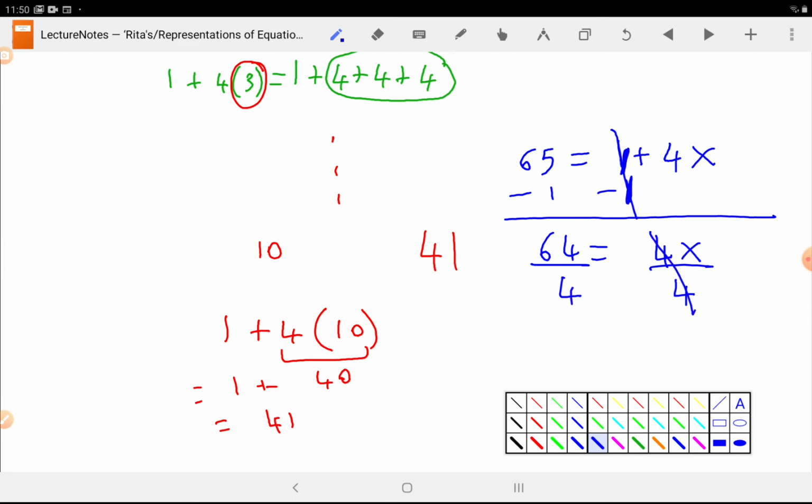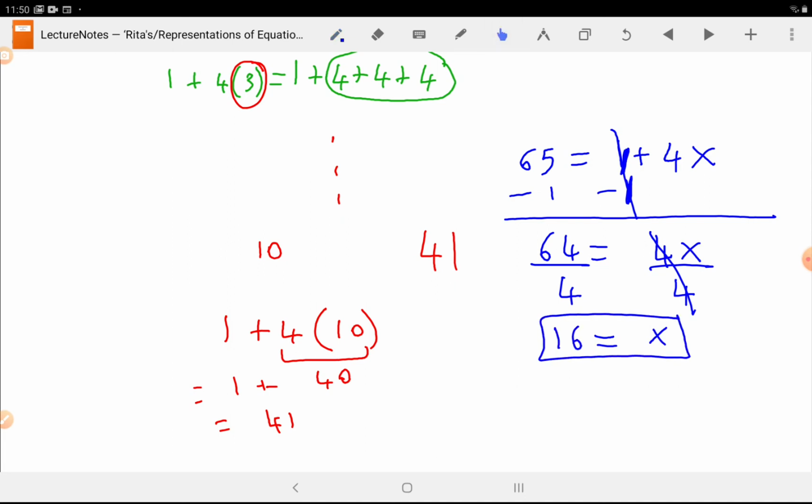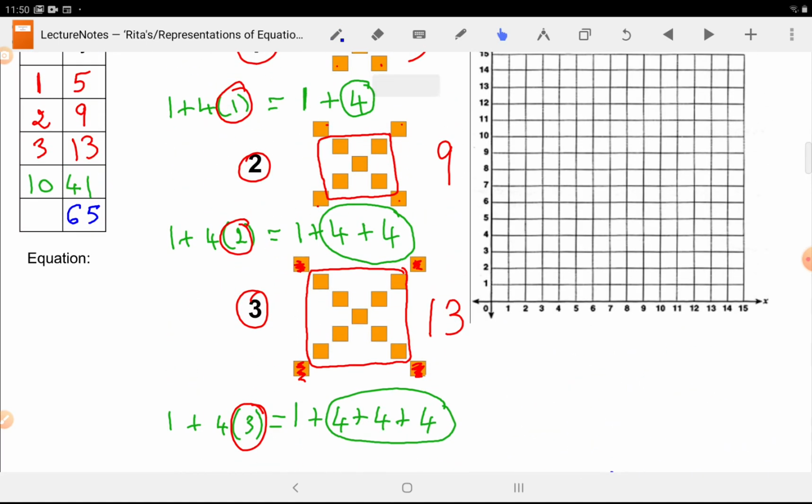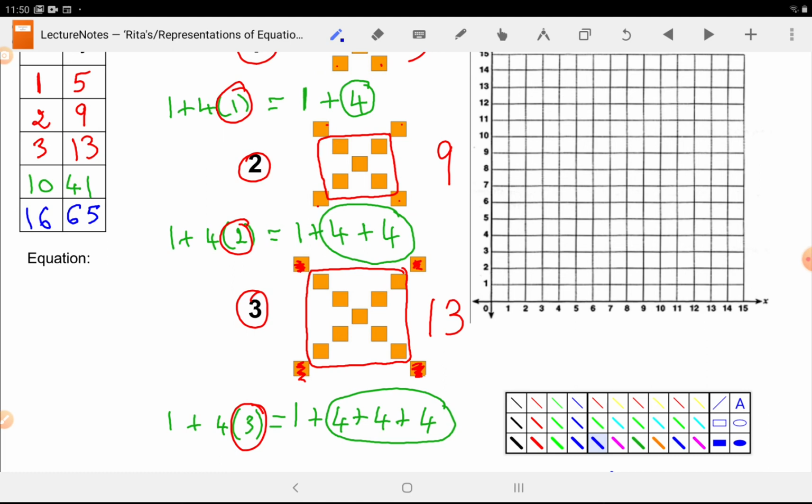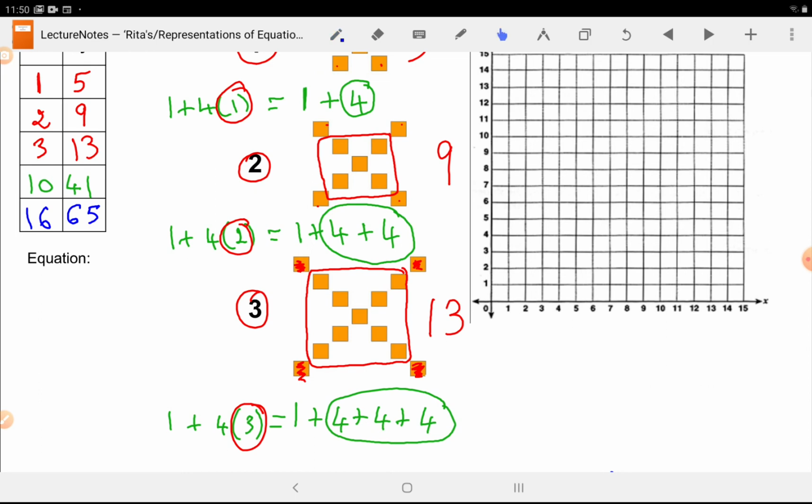I will undo what was done here. So 4 times x is equal to 64 will imply that x is going to be equal to 16. Now I can go backwards and check it, but for now let me go ahead and scroll back up to the table. In order for me to have 65 squares, this number must have been 16, because the 16th figure is going to have one more than 4 times 16. So 4 times 16 is 64, plus 1 is 65. Perfect.